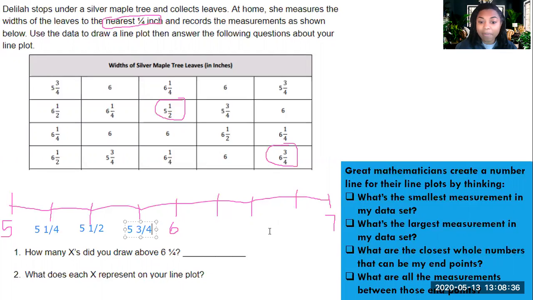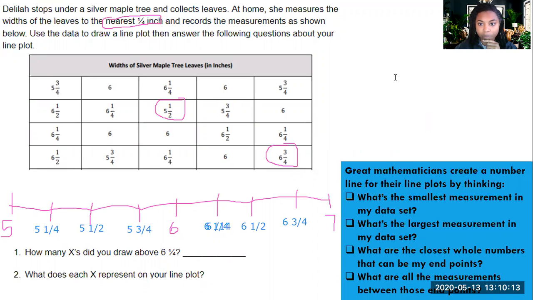And I would do the same thinking to write the endpoints, the tick marks for each tick mark on my line plot. So after doing all that thinking, this is what the number line on my line plot would look like. It would start at 5, end at 7. It would increase by quarter intervals. I know anything that's equal to something in 2/4, that's equivalent to something and a half.